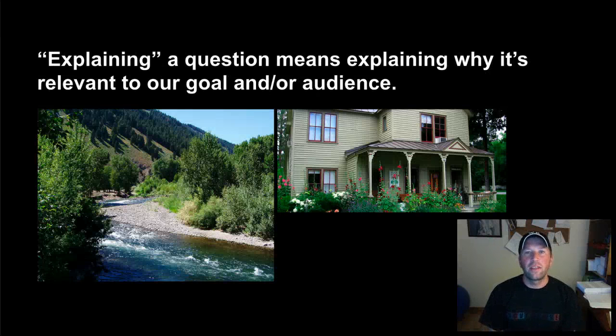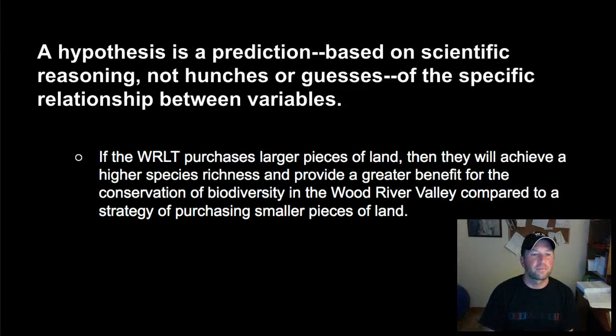Now, another part of the criterion says that you need to explain the question or problem, and by explain it, what we basically mean is saying why it's relevant to our goal or audience. And we just did that. This question here about the Wood River Valley, picture you see on the left, and the Wood River Land Trust is our audience, so they're the ones that might be interested in our findings. So we have to make sure we're asking a question that actually fits their needs in this case.